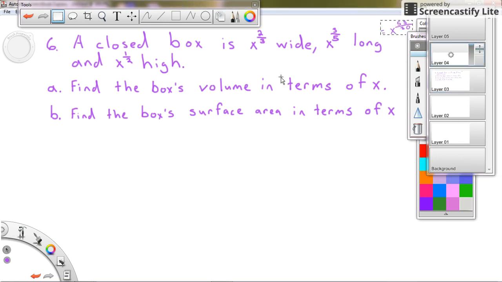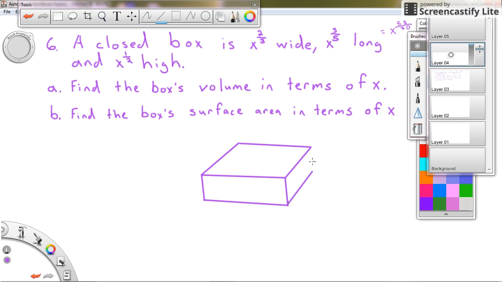Okay, anyway, moving on. So we kind of have to visualize this box. So let's go ahead and draw it. Okay, it's not my best box, but it's not my worst box. And here's our box. Okay, let's go ahead and put some side lengths on here. So our height is going to be x to the 1/2. That's this dimension here. Our width is going to be x to the 2/3. And our length, which is this one, is going to be x to the 3/5.